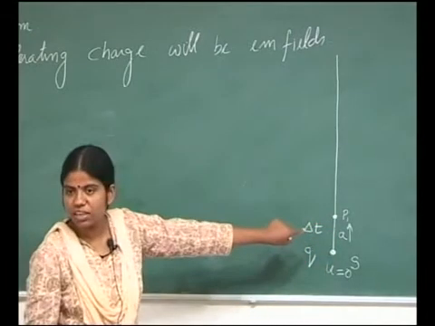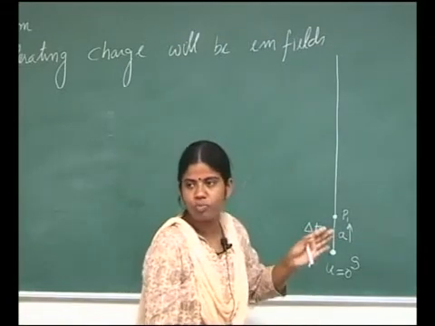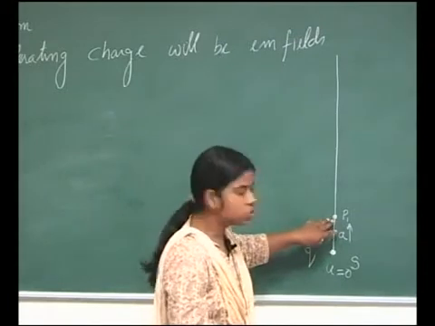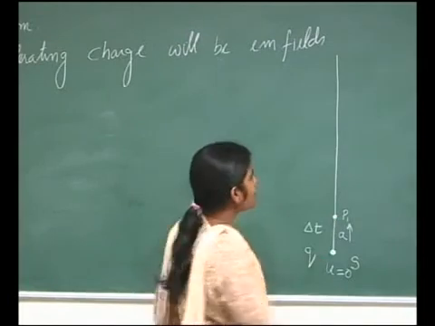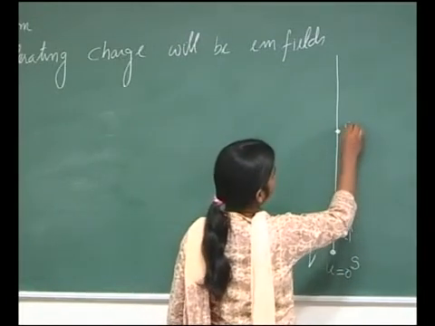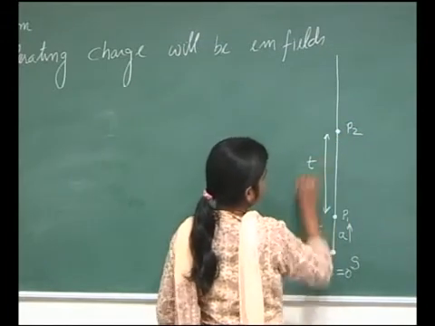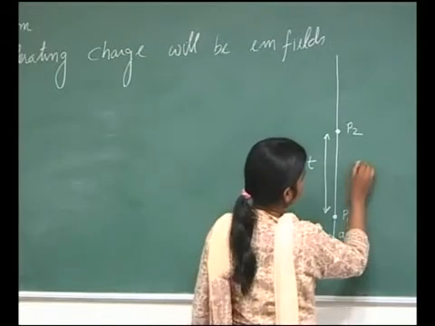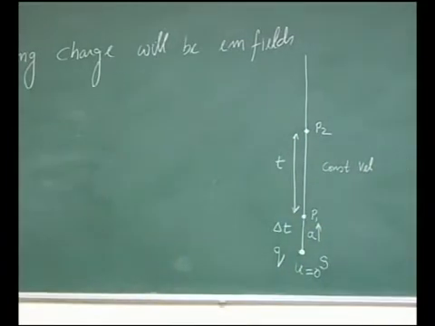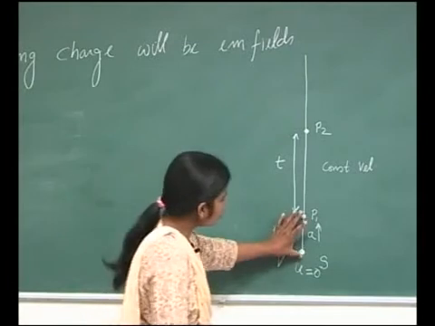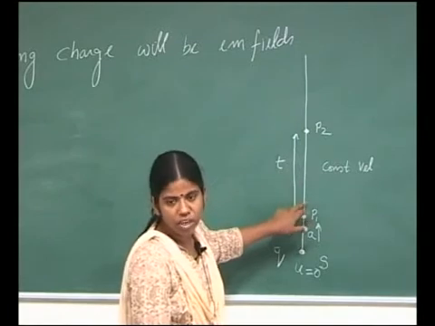After this delta t seconds I remove my acceleration and allow the charge to sail with a constant velocity. Then after point P1, say for t seconds, this is point P2, the charge moves with constant velocity. So, it means the acceleration was only here. After this there was no acceleration, the charge was moving with constant velocity.